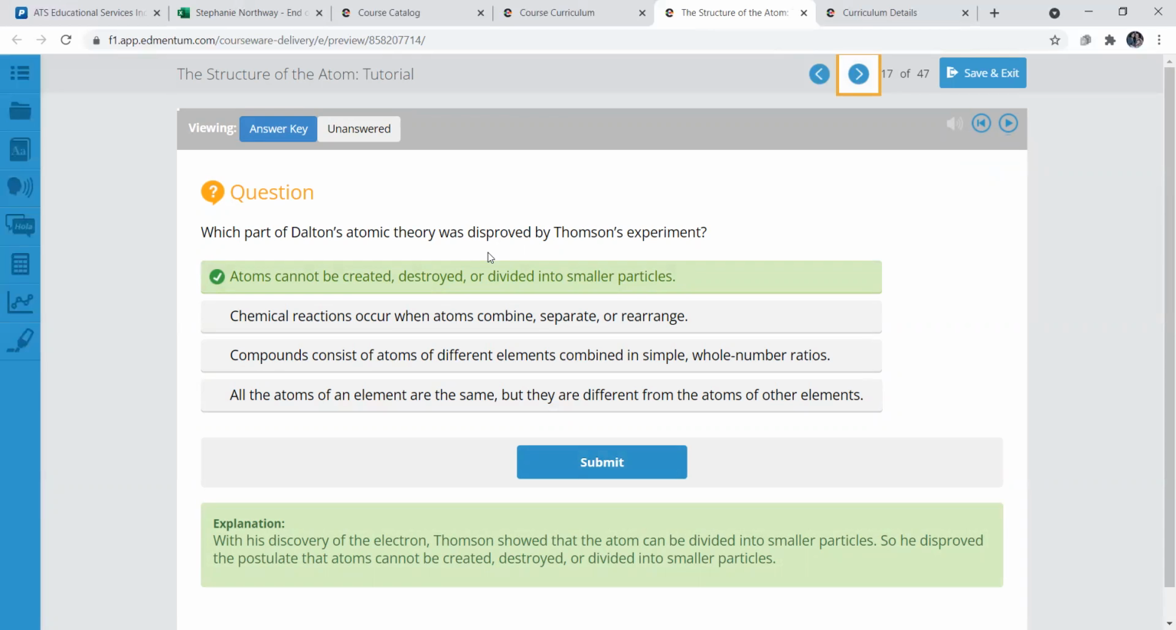What was disproved by Thomson's experiment? What part of Dalton's atomic theory was disproved? Atoms cannot be created, destroyed, or divided into smaller particles. Meaning that with his discovery, he showed the discovery of the electron. It showed that atoms can be divided into smaller particles. There's a little wiggle room here because it can be divided into smaller particles like electrons.